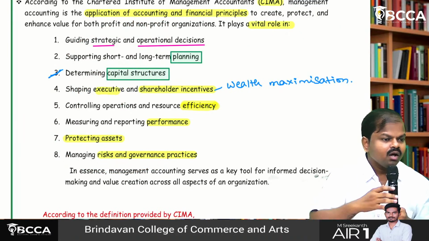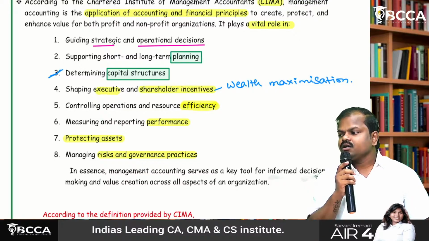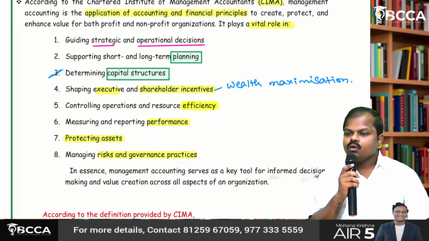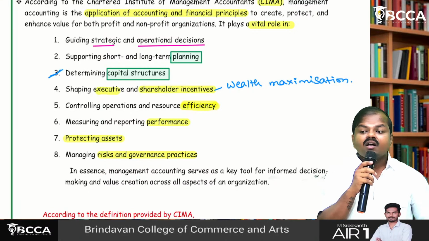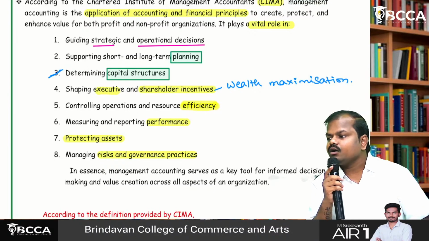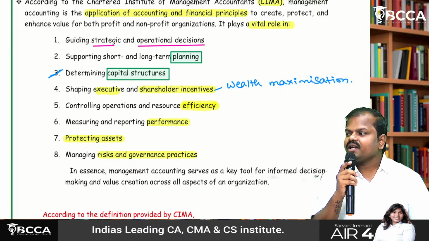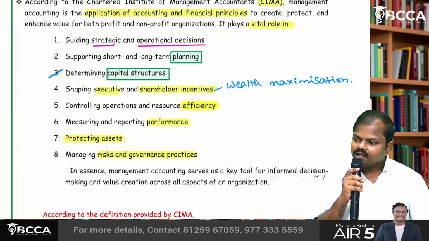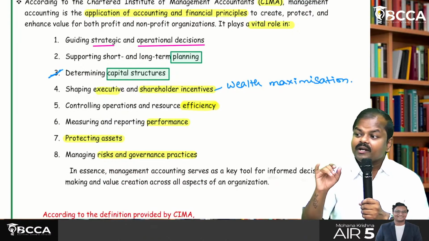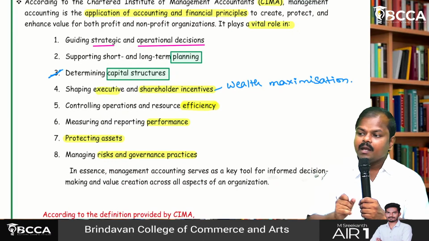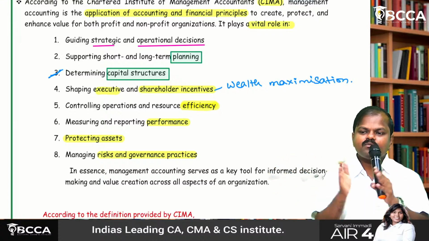If you see the role of the management accountant in the view of CIMA, some of the roles look like FM, some look like accounts, some look like costing, and some look like MA. Correct? That is the reason MA is a combination of FM, economics, statistics, accounts and costing. All the subjects together are called MA.